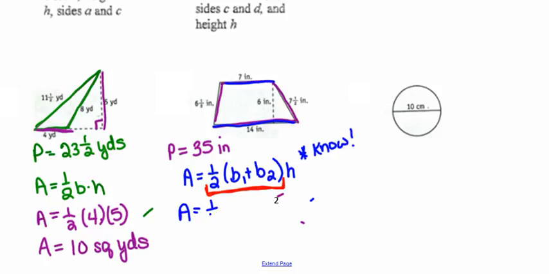So when we substitute in here, we've got a half of 7 plus 14 times the height, which is 6. Or 60 square inches.